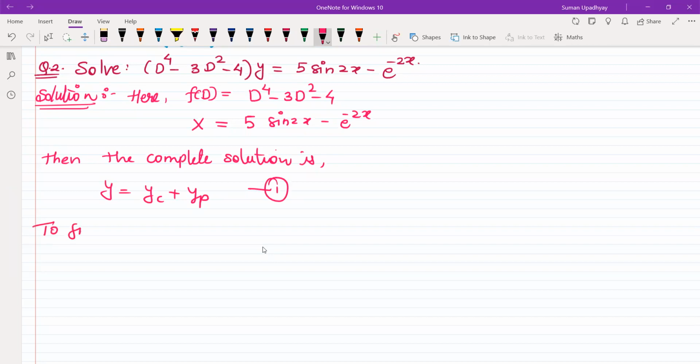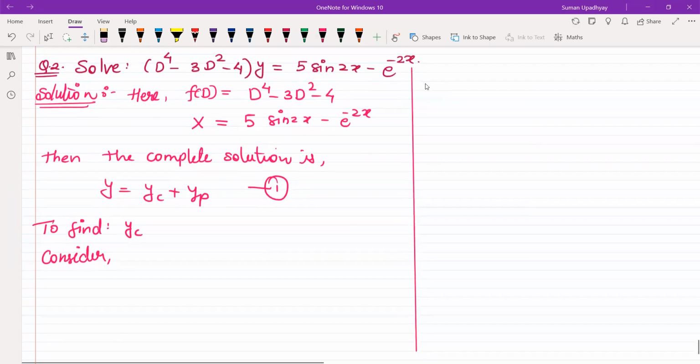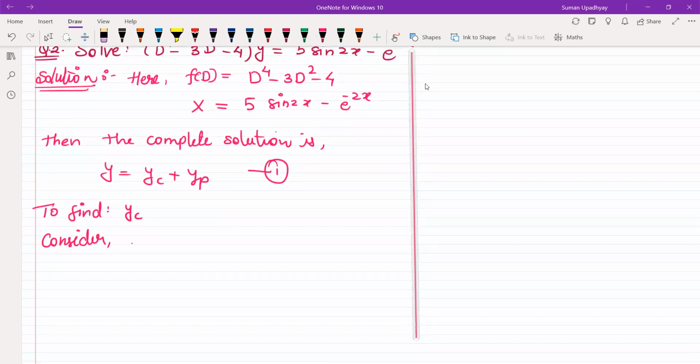How do we find yc? Consider the auxiliary equation, f of D equal to 0. Get the roots and tell me what roots you are getting. This you have already done. Since it is an equation of degree 4, you'll have 4 roots. Come on, solve this equation and tell me what the roots are.